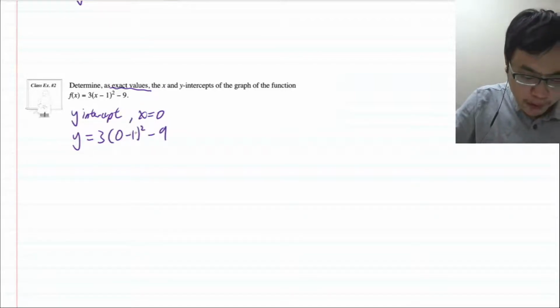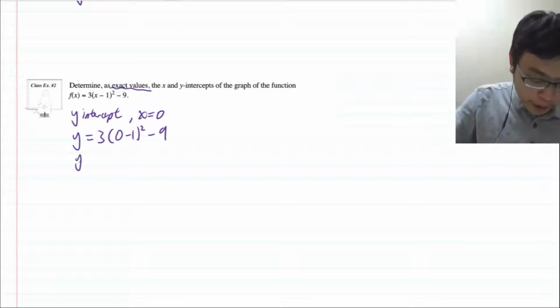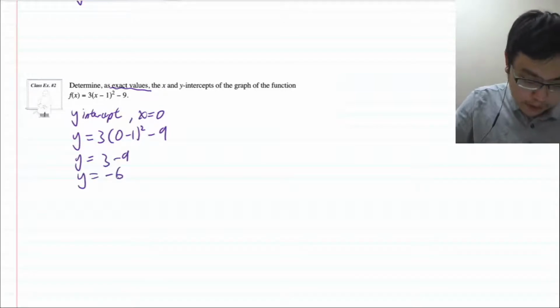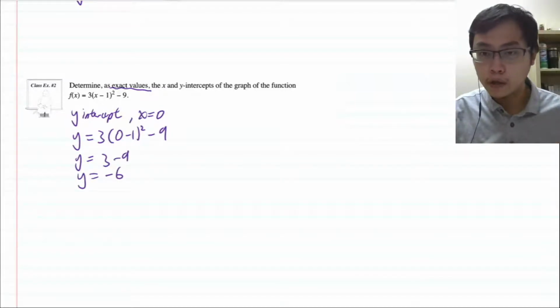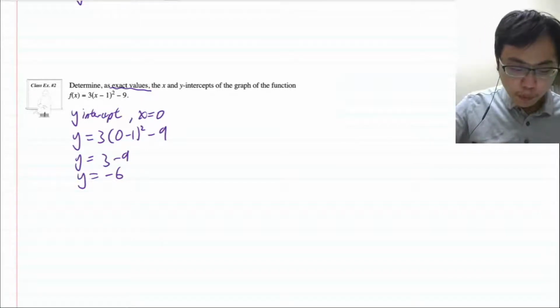And 0 minus 1 is just -1. -1 squared is just 1. And so we have y equals to 3 minus 9, in which y equals to -6. And that was the same as what we saw a while ago, in the graph. Now, the next part is we want to find the x-intercept.